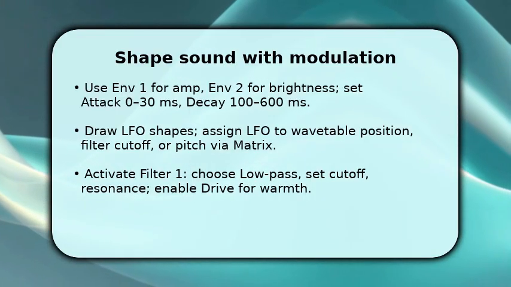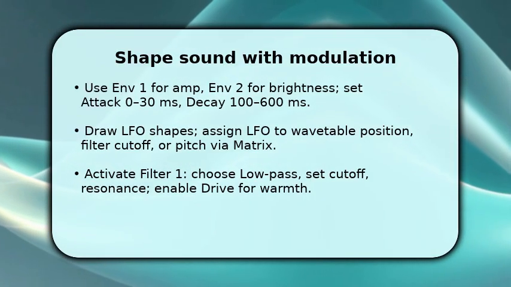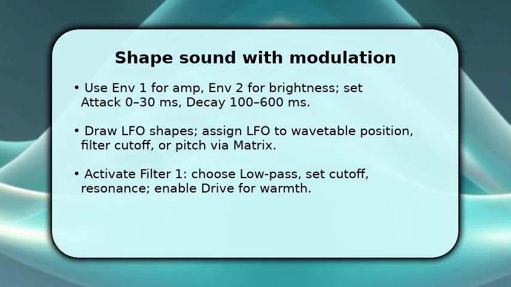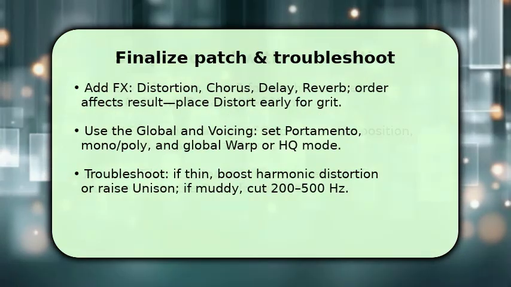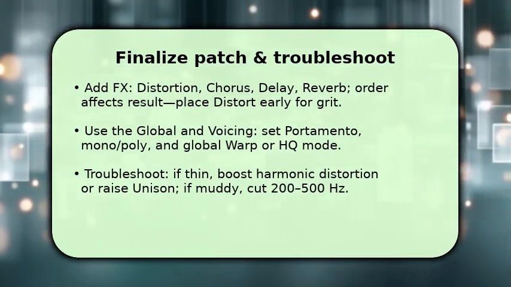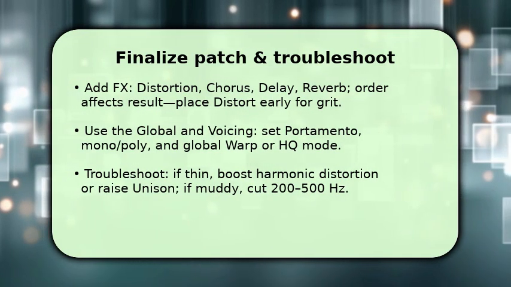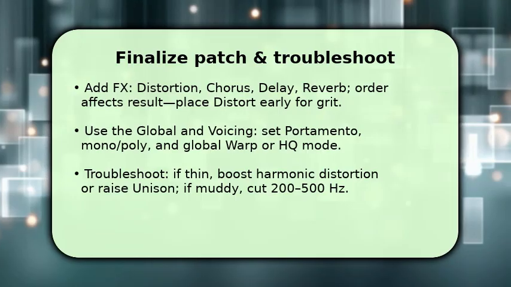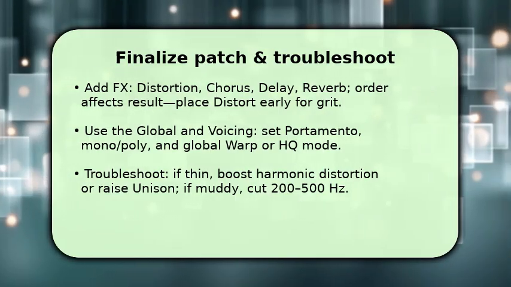Make sure to check the modulation amount. You finish by building the FX chain and adjusting global settings to taste. Insert distortion and EQ early, then add modulation FX like chorus, delay, and reverb. Remember, order changes timbre. In global, set voicing, portamento, and enable high-quality mode if needed. For final polish, balance FX wet/dry and check levels.